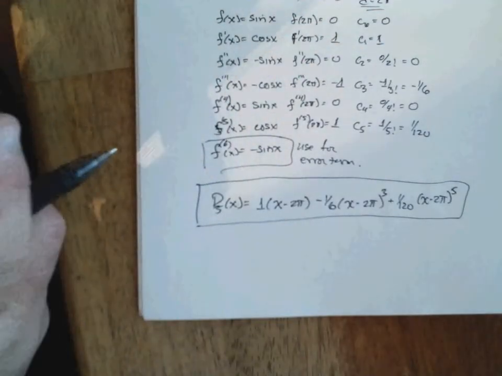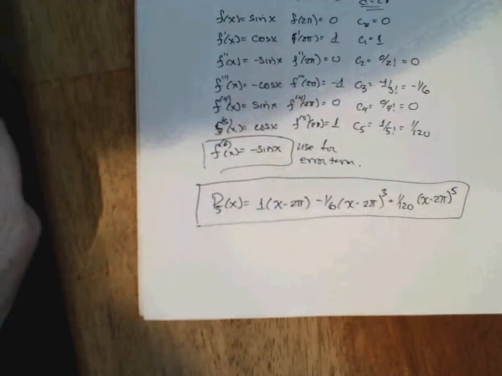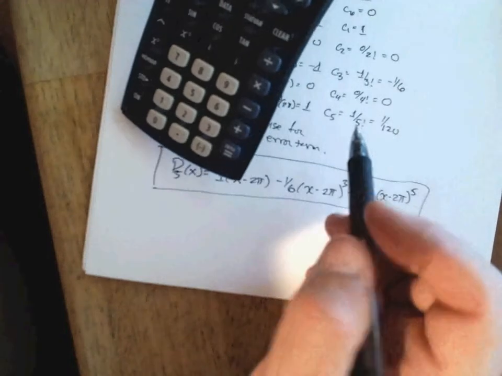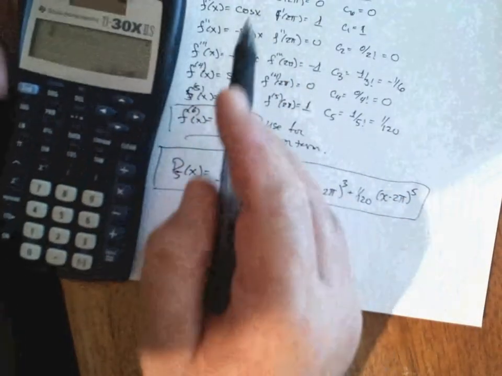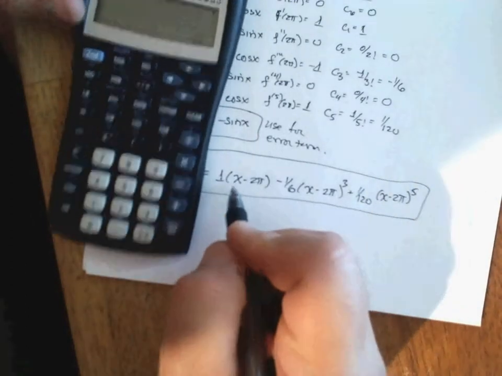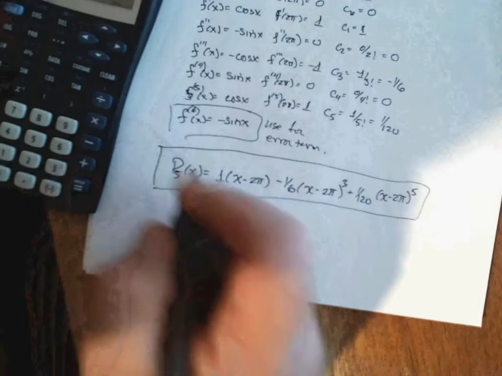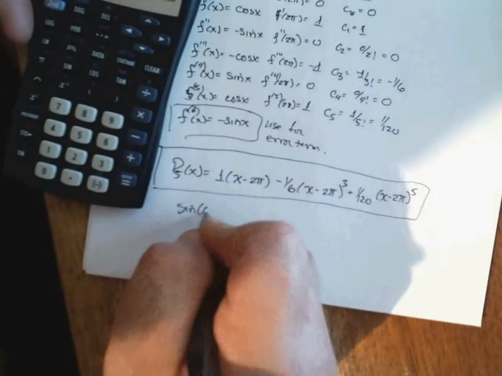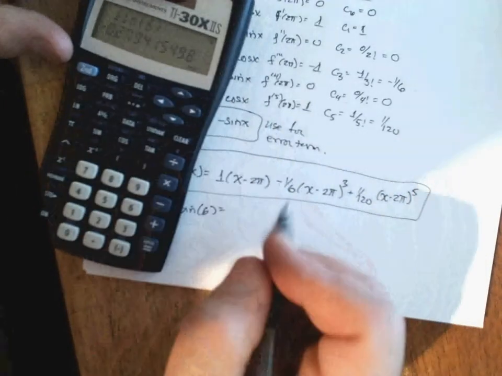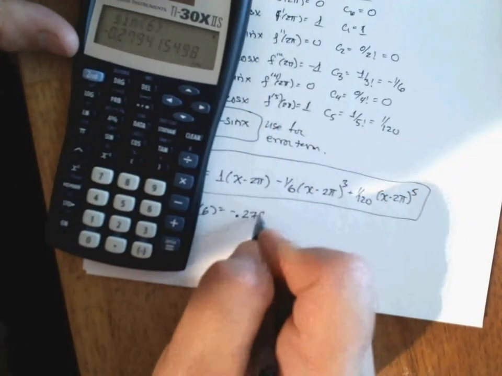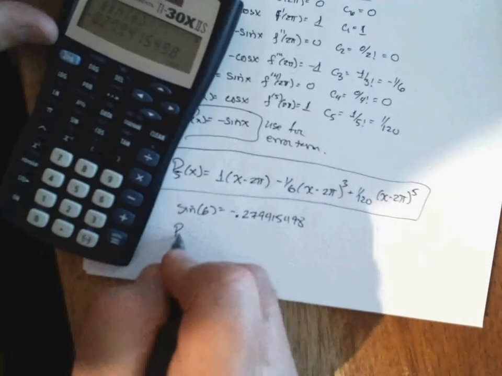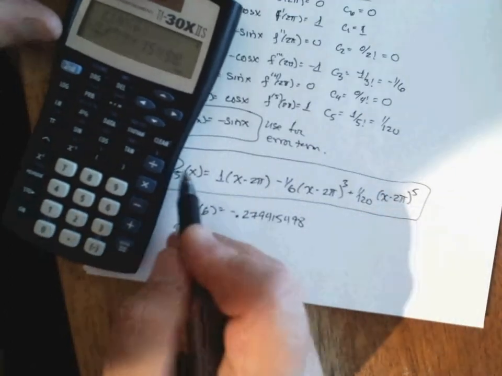They want us to find the value of this. So they want us to take a calculator in radian mode and plug in the evaluation of this approximation and compare it to the evaluation of the sine. Okay? So plugging in sine of 6, the exact evaluation, I get negative 0.279415498 out of my calculator.